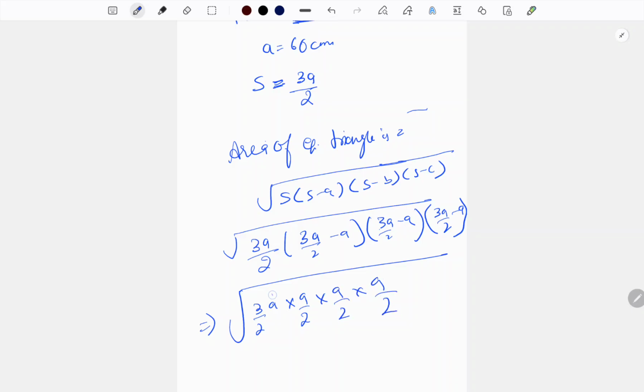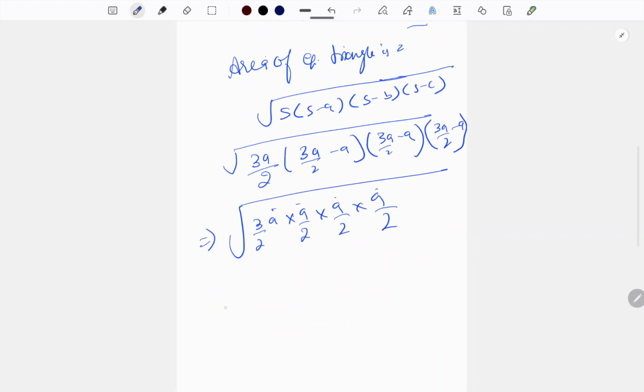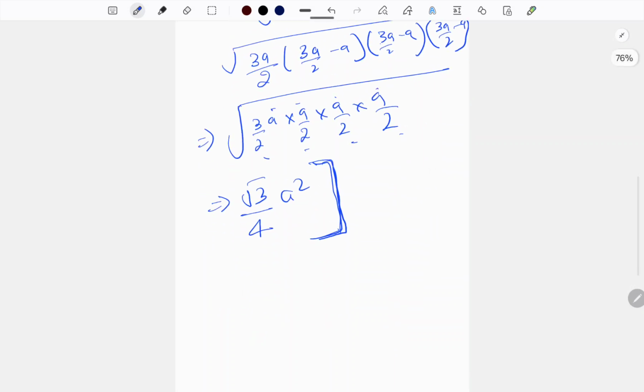Now 4 times a are there, so a square will come out. 4 times 2 down there is 16, so a square by 4 comes out, and here 3 will be under the root. So what I am trying to say is that for an equilateral triangle, the formula can be derived from Heron's formula like this: since the sides are equal, the area is root 3 by 4 into the square of the side. So here the value of the side is 60, root 3 by 4 into 60 into 60, so this will come 15.